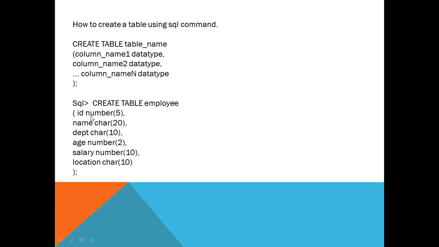Here, ID is the name of the column, number is the data type, and 5 is the length of your data type. Same as name: name should be a character type, and the maximum length of the name is 20. Then department, char 10, then age number 2, salary number 10, location char 10. After this you can create an employee table. Your employee table is created.